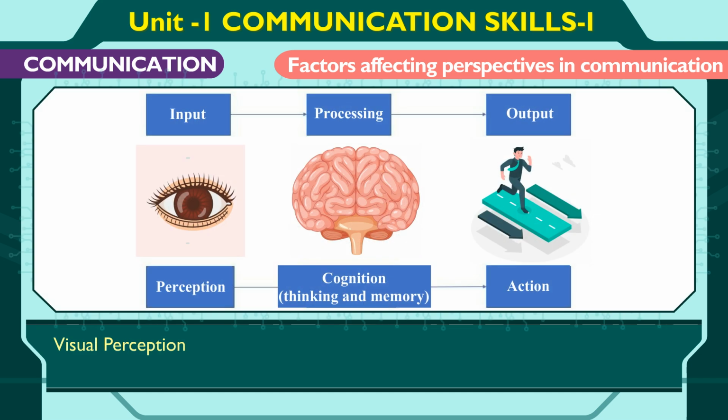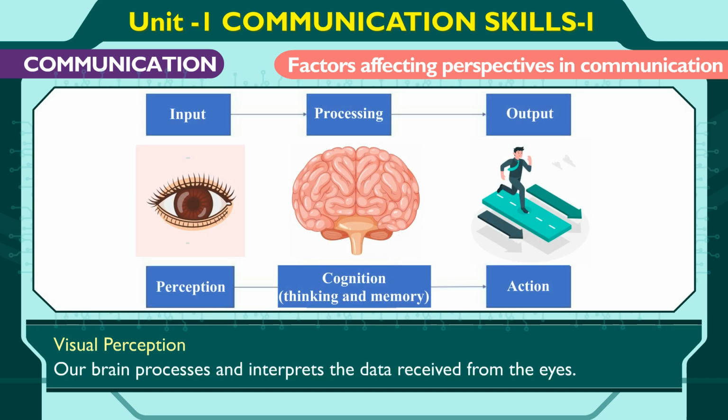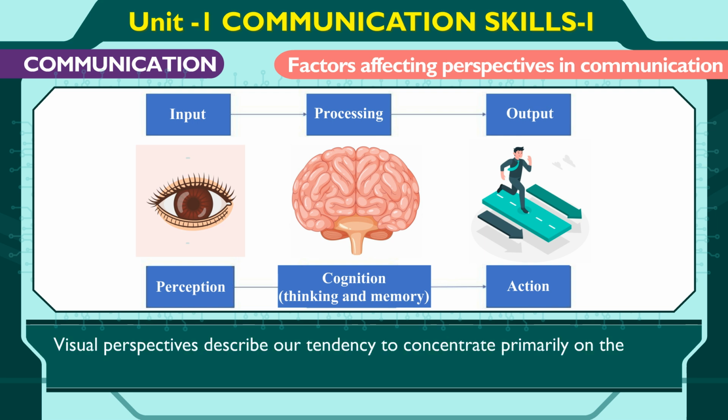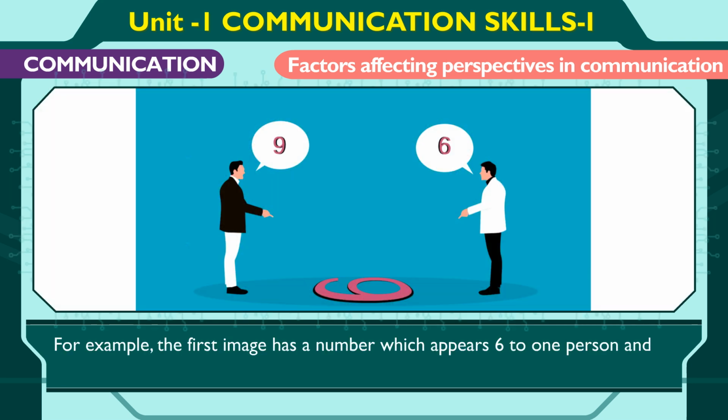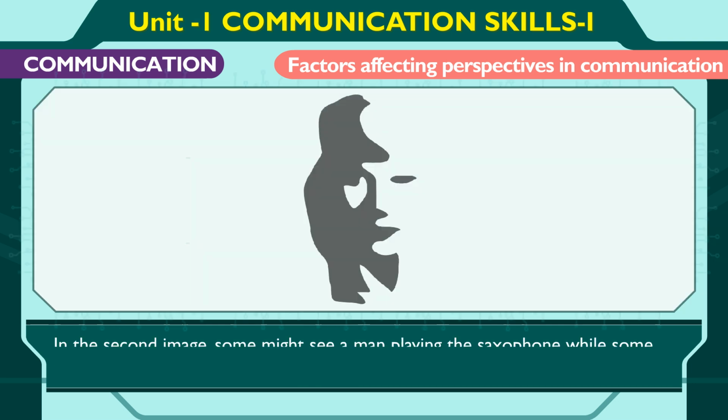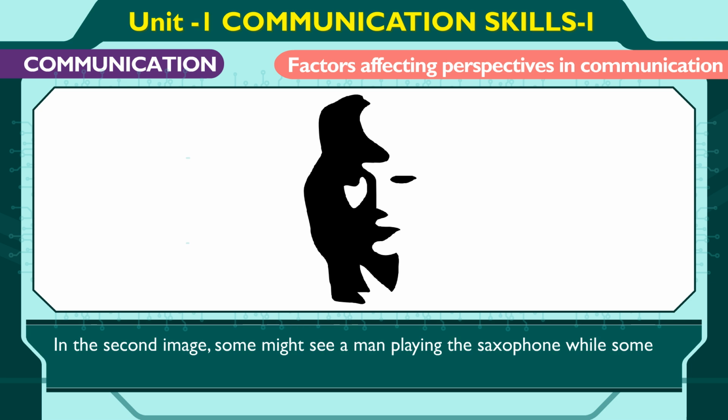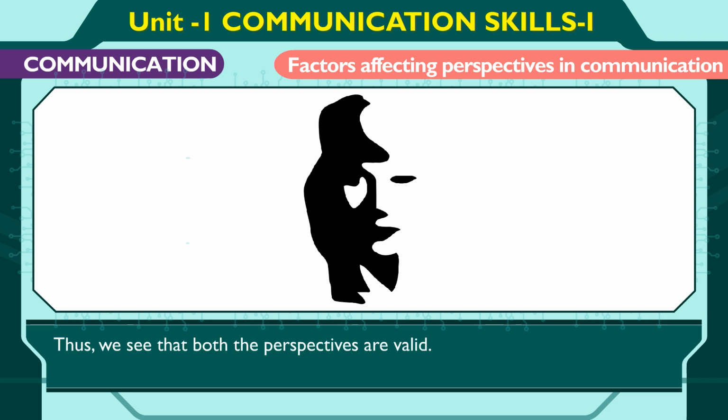Visual perception. Our brain processes and interprets the data received from the eyes. Visual perspectives describe our tendency to concentrate primarily on the elements of a situation that we are most likely to notice. For example, the first image has a number which appears 6 to one person and 9 to another. Both are correct in their interpretation. In the second image, some might see a man playing the saxophone while some may see a face. Thus, we see that both the perspectives are valid.